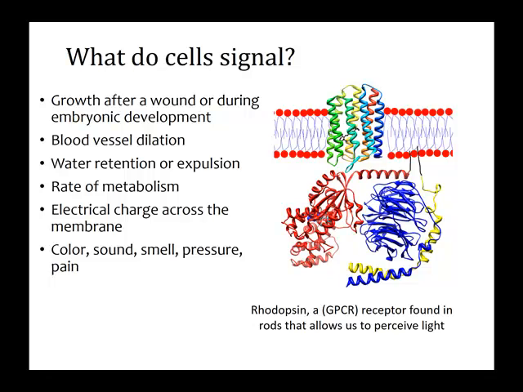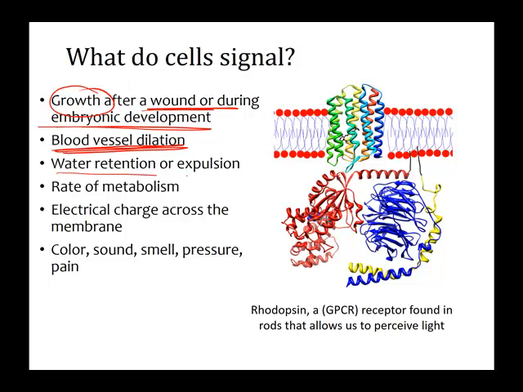So what kinds of things do cells signal then? Well, one of the major things they signal is actually growth, as we just discussed, especially after a wound, after cells are damaged, or during embryonic development. You're doing a whole lot of growing during embryonic development. Cells also signal blood vessels to dilate, just another example. So they'll tell blood vessels to open up and your blood pressure to drop.